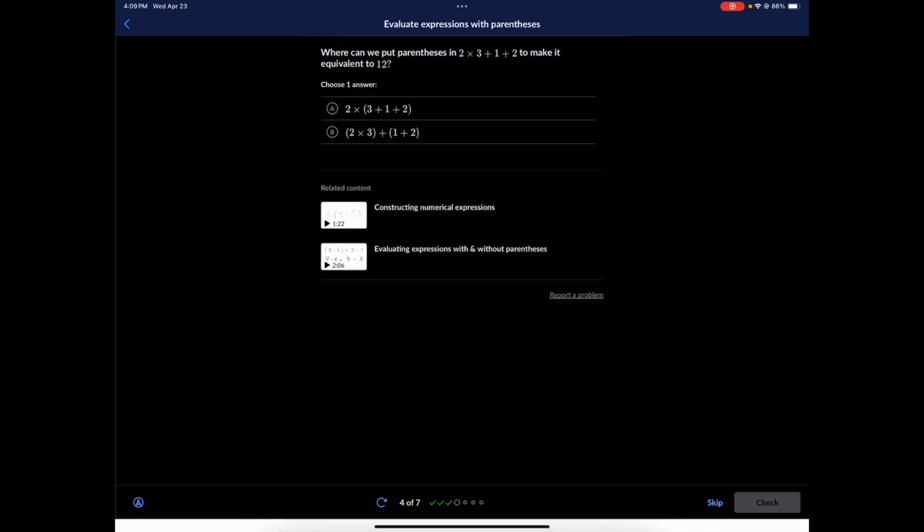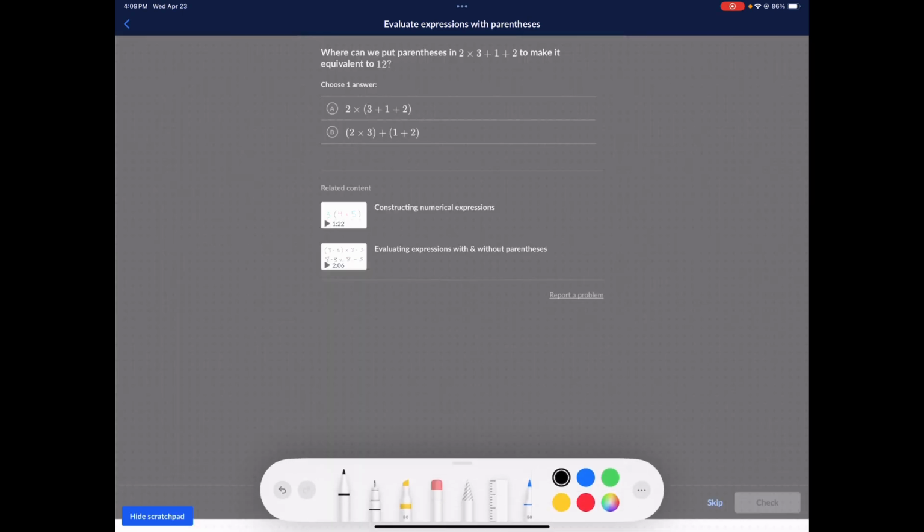Okay, next problem. Where can I put parentheses in 4 times 3 plus 1 plus 2 to make it equivalent to 12? So we got another one of these. Let's go ahead and see which one of these choices will be correct for us. So we have A, 2 times 3 plus 1 plus 2. So let's evaluate this.